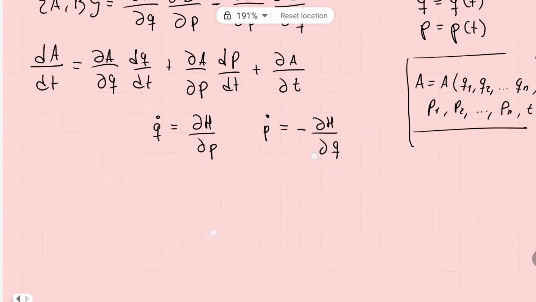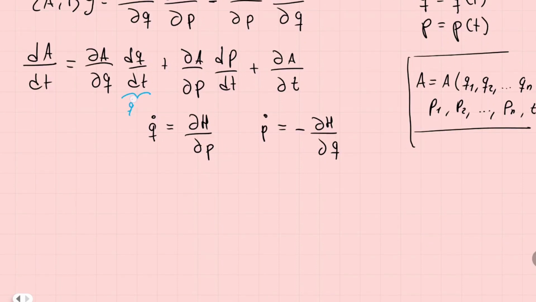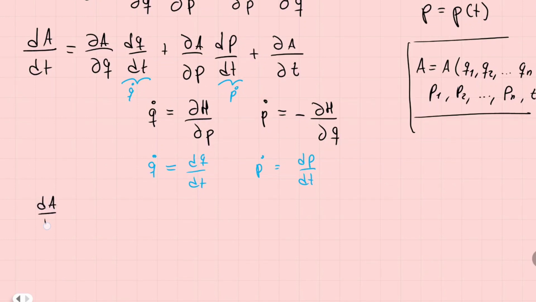Okay, so notice that here we have actually q dot, and here we have p dot, because remember that q dot is equal to the total derivative of q with respect to time, and p dot is equal to the total derivative of p with respect to time. So we can rewrite that the total derivative of a with respect to time is equal to dA/dq times q dot, plus dA/dp times p dot, plus dA/dt.